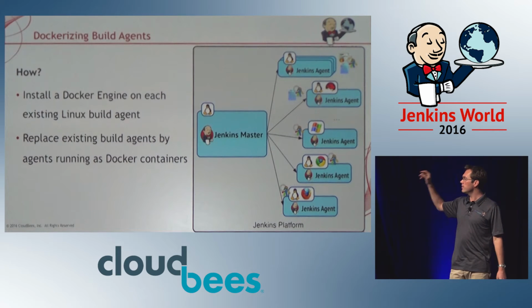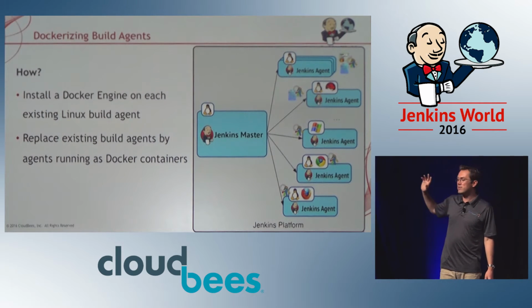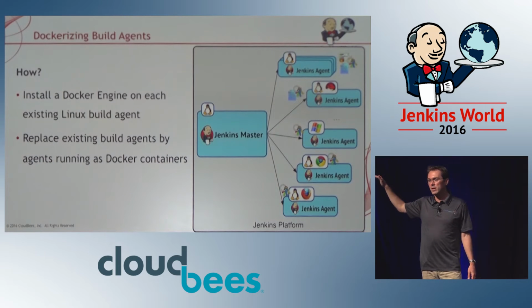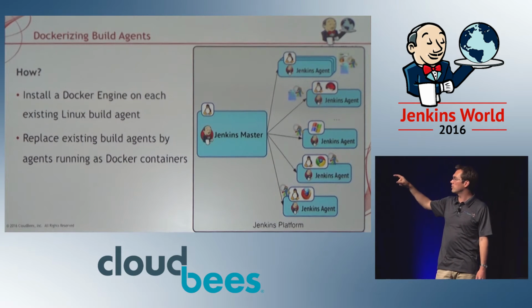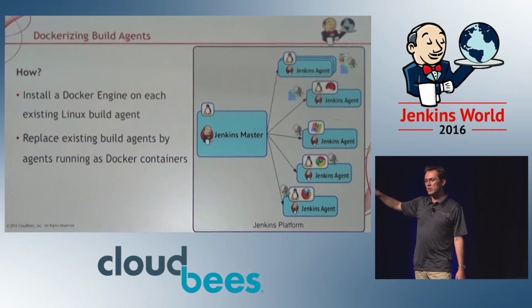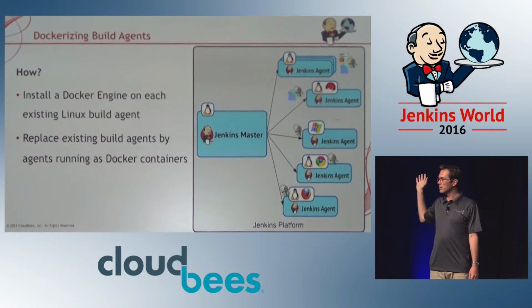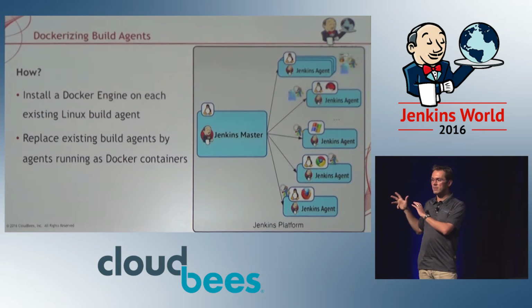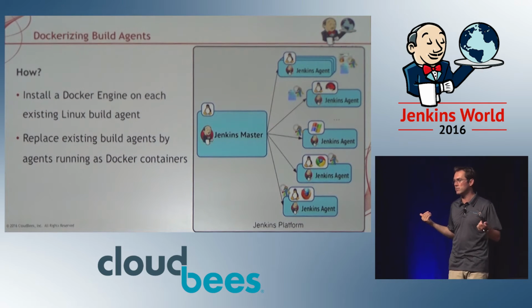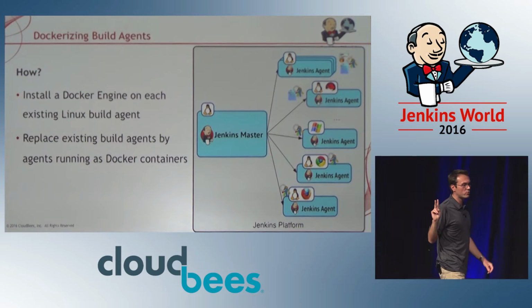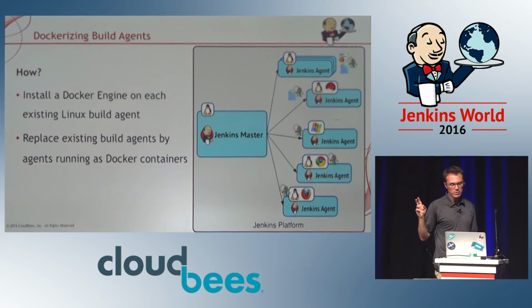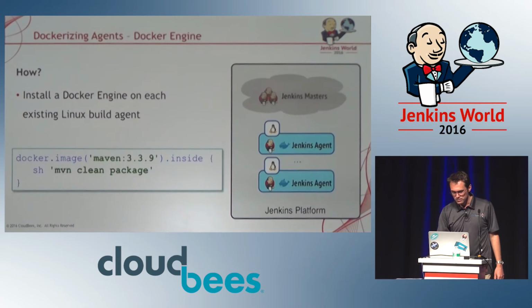The first way that I will propose is just to take your existing Linux box and install a Docker engine on each of them. The other way that I will propose, and I will refine later, is to completely replace the Linux agents, the Linux servers that I have as build agents. I will replace them with Docker containers. So we have two strategies, and I will cover each of them.